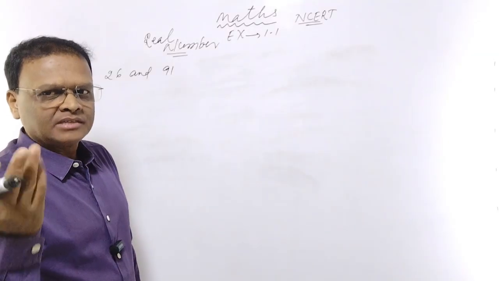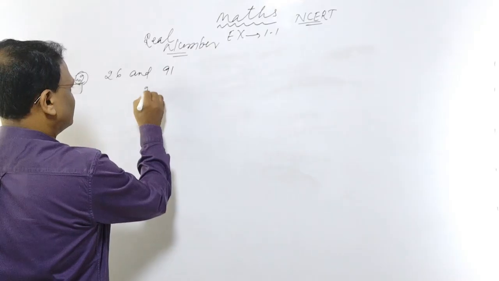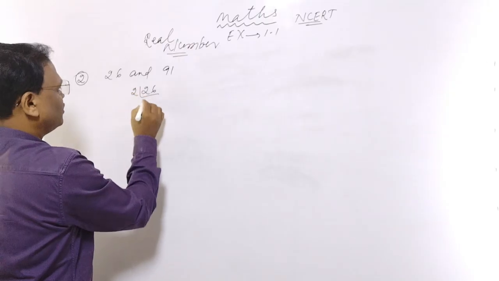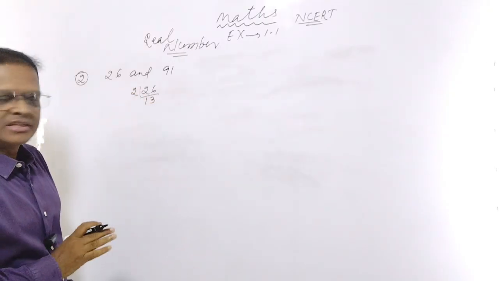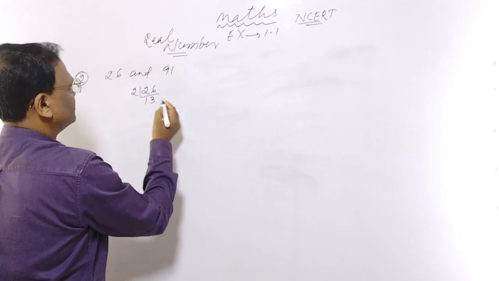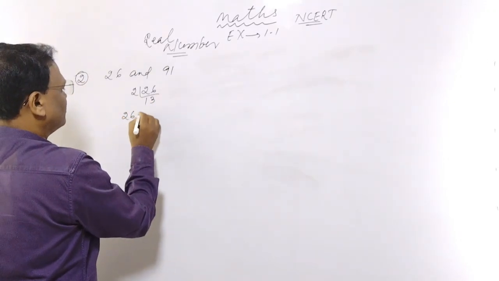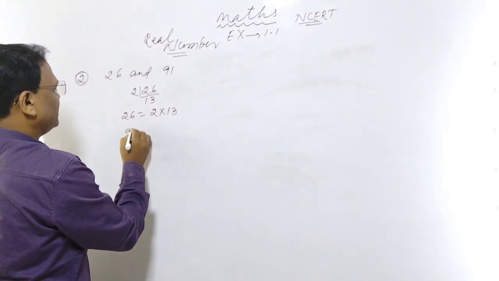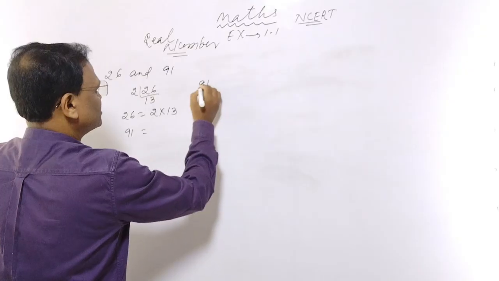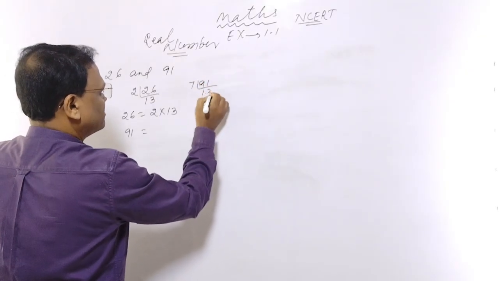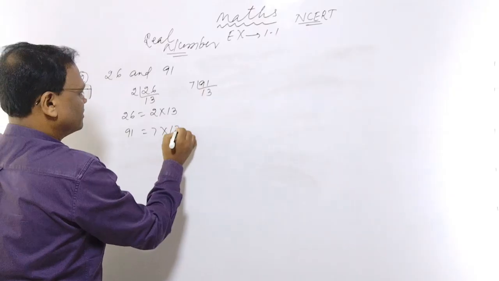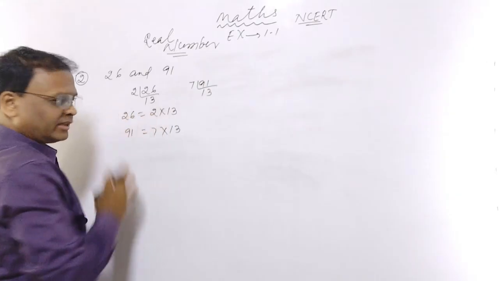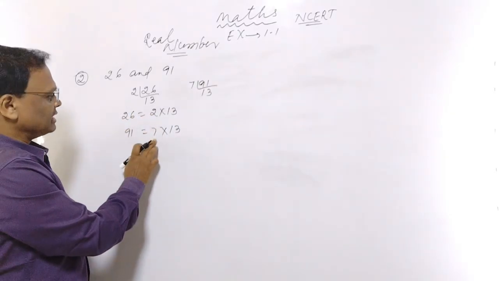By the prime factor method, that is very easy. 26 is equal to 2 into 13. 91 is equal to 7 into 13. Now I have my factors already. 26 is 2 into 13, and 91 is equal to 7 into 13.